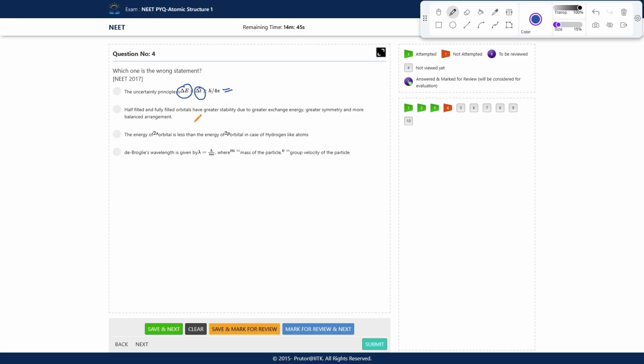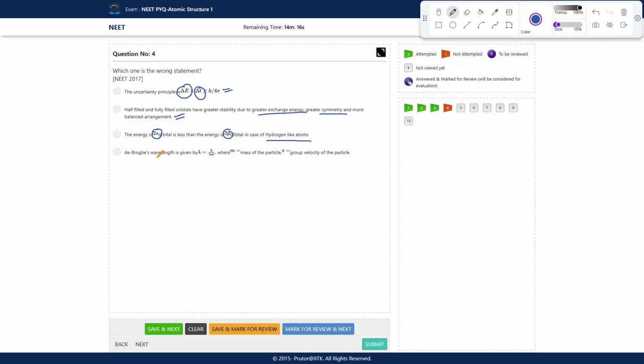So this is true. Second thing, the half-filled and full-filled orbitals have a greater stability due to the extra exchange energy, greater symmetry and more balanced arrangement. Yes, this is also true. What about the third statement? The energy of 2s orbital is less than that of 2p for hydrogen-like atom. So this is false. We have already seen that 2s and 2p belong to the same shell. Therefore, they will have the same energy.